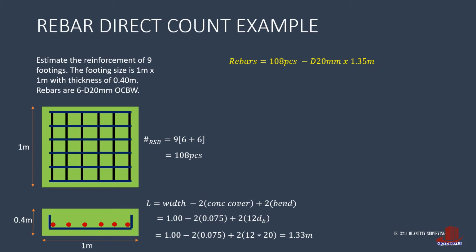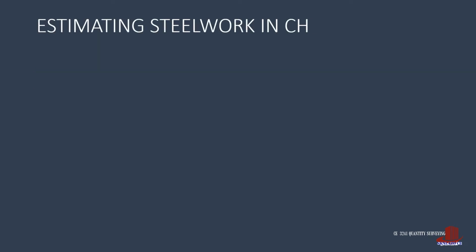Since we are to convert the estimation in weight, note that for a D20, a standard weight per meter is 2.466 kilograms, as written on the table. So the total weight is computed as 108 times 1.35 meters with 2.466 kilograms per meter, giving the total weight of 359.55 kilograms. The case of footing seemingly is the only one where direct counting may be easy.